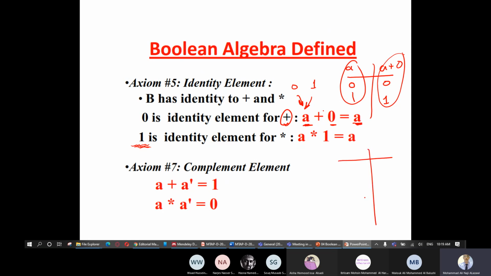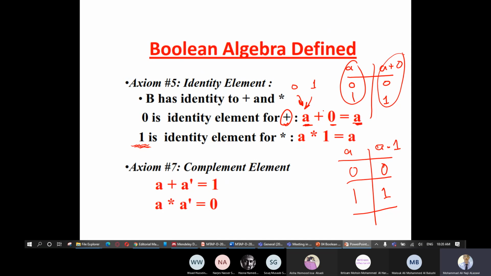Same thing, identity for AND. Again, try to prove it like this. A AND 1. A will take either 0 or 1. 0 AND 1 is equal to 0. 1 AND 1 is equal to 1. I think it's clear. So this is the proof that we have an identity for the multiplicative operation and for the additive operation.